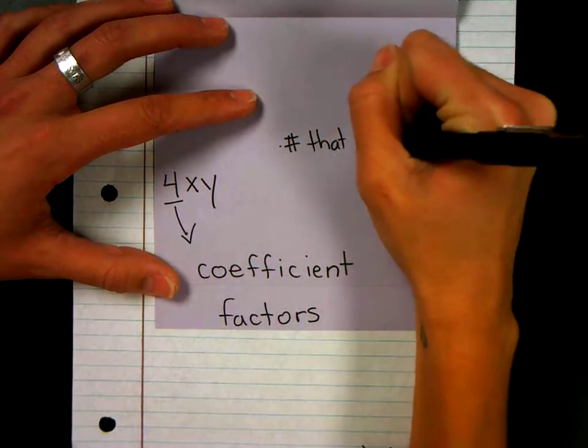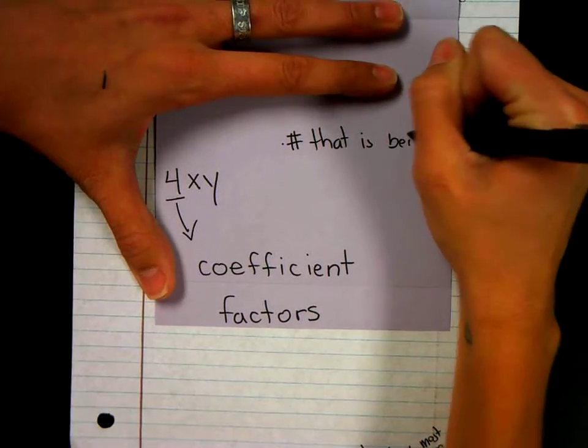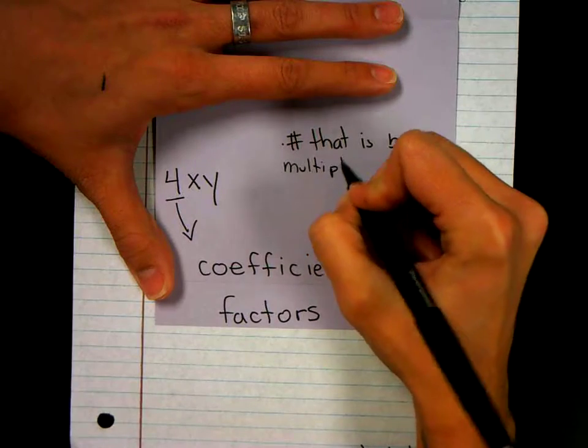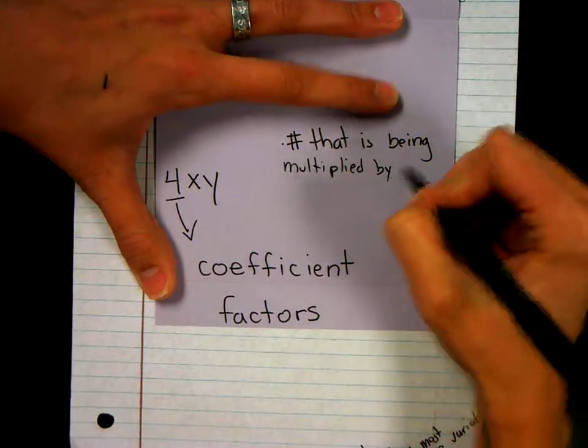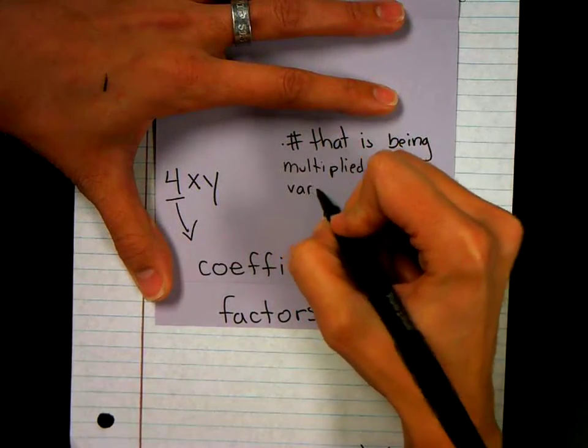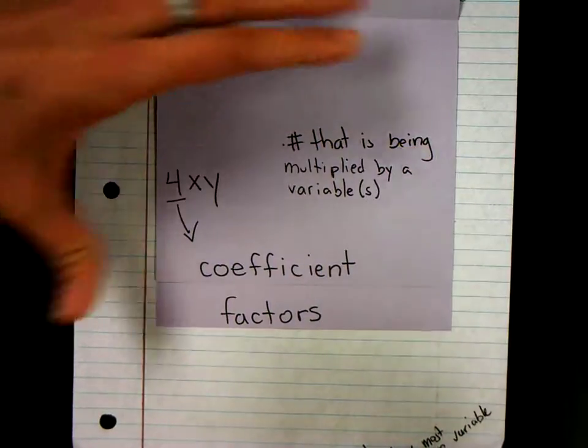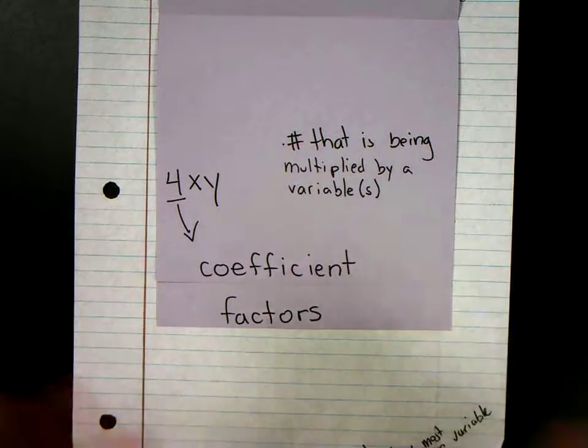Number that is being multiplied. Identify a variable, or plural, variables, more than one. So it's just the numbers, not the variables, it's just the number.